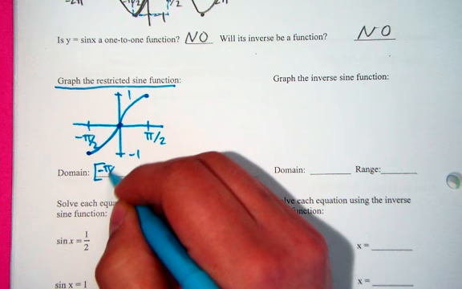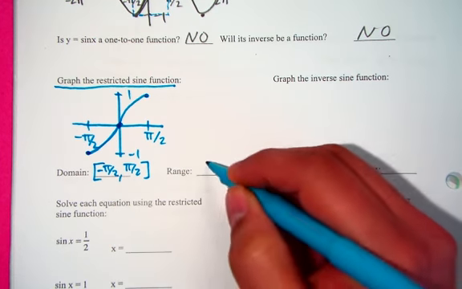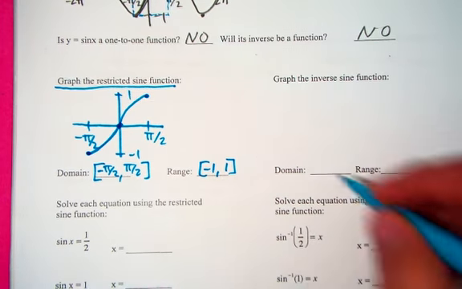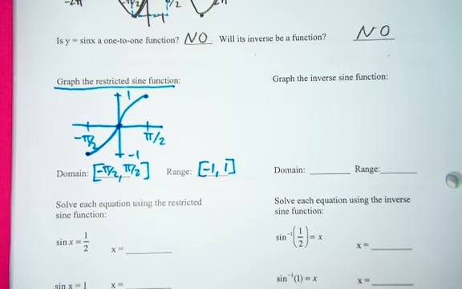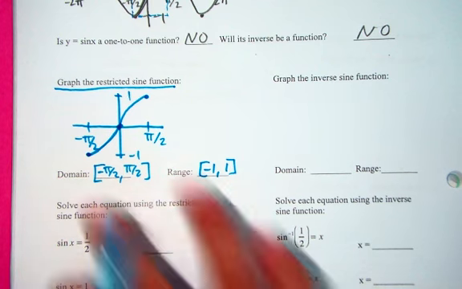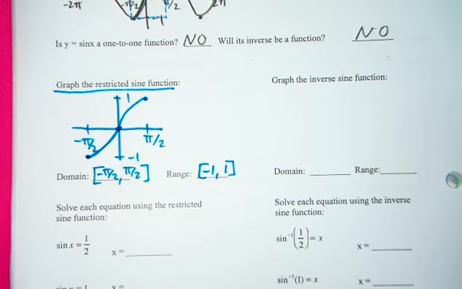Negative pi over 2 to pi over 2. And what's the range? Negative 1 to 1. Yes? Why is it not negative infinity, or is it just for this? Just for this restricted picture. Yep. So we're not talking the original sine function, just this little window of it.